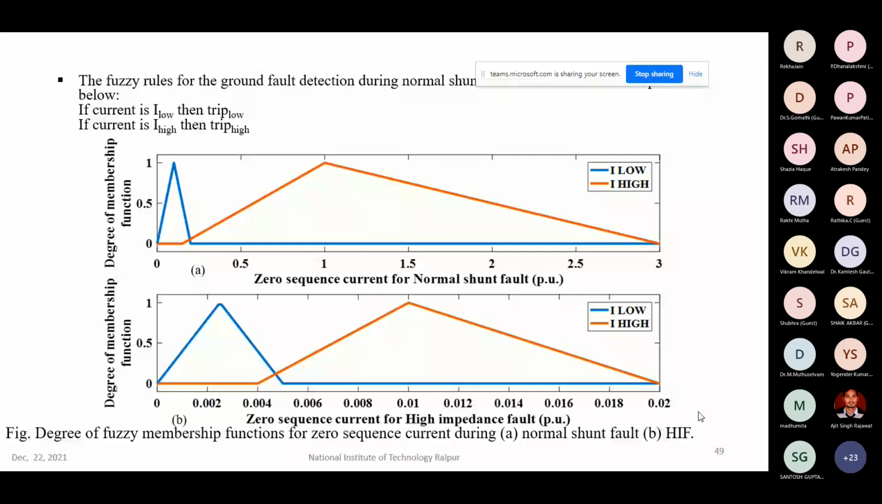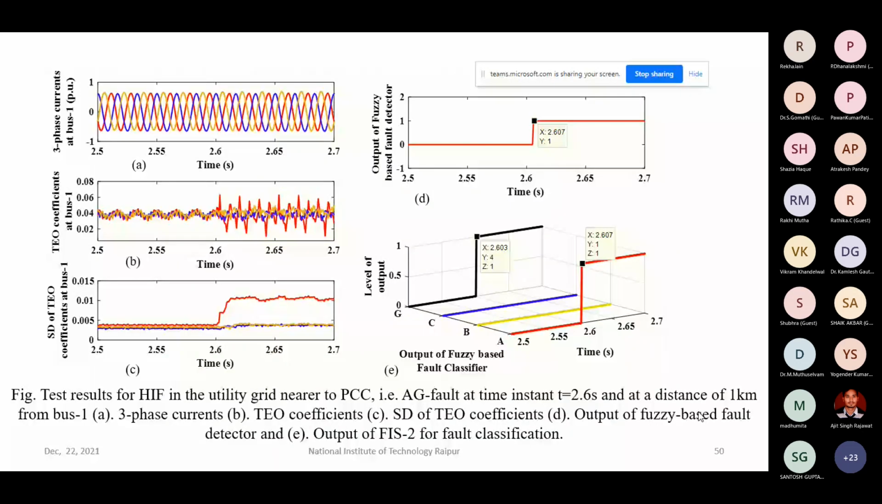Now, once the designing part of the fuzzy inference system is over, we need to evaluate the performance of the scheme for different faulty events. So we have created here an AG fault at 2.6 seconds. This is the instant when the fault has occurred, and it's an AG fault at a distance of 1 kilometer from the relaying bus, that is bus one. So it is very near to the source end, and it's an AG fault.